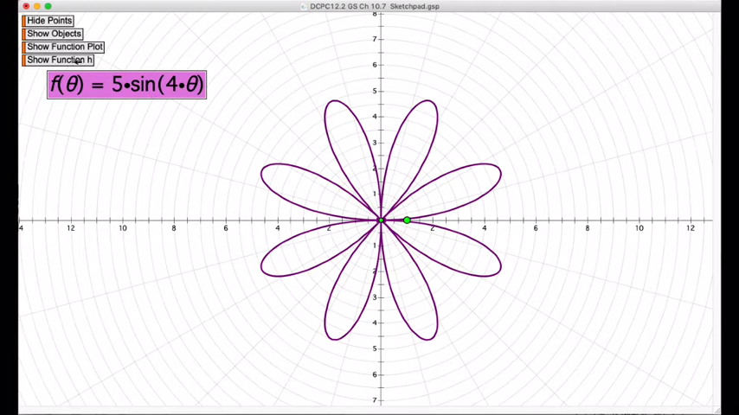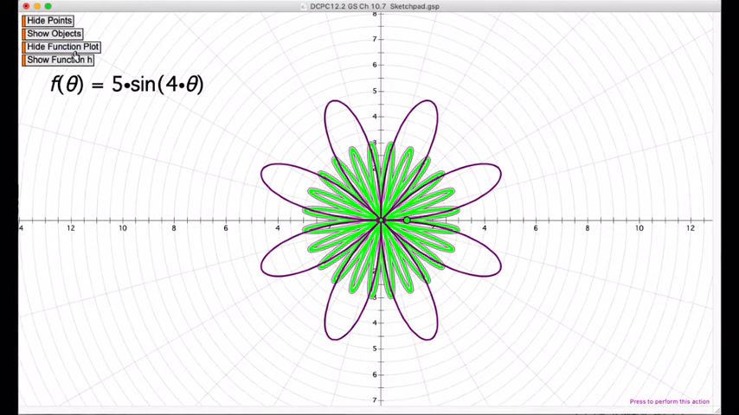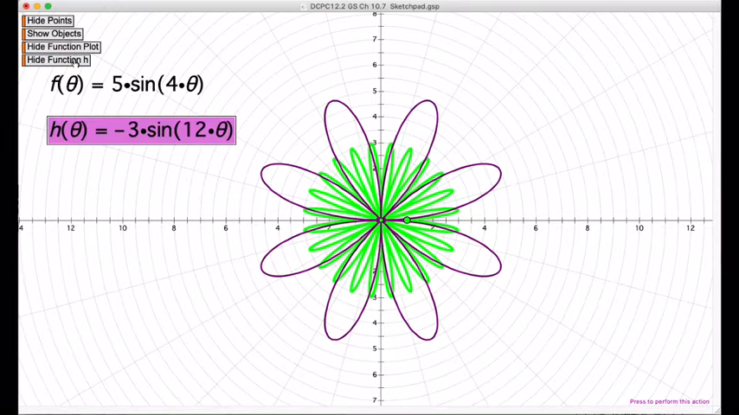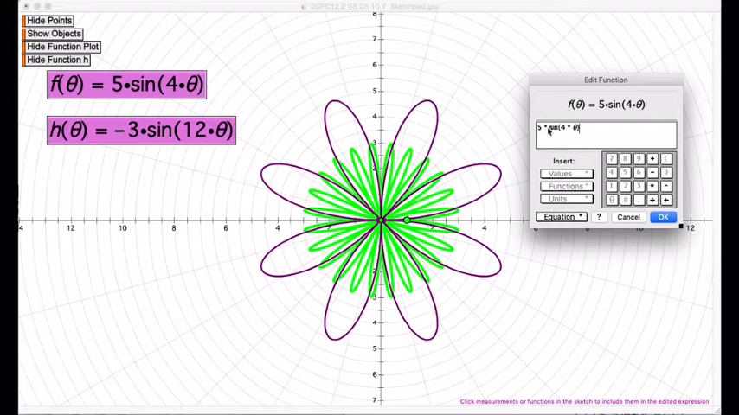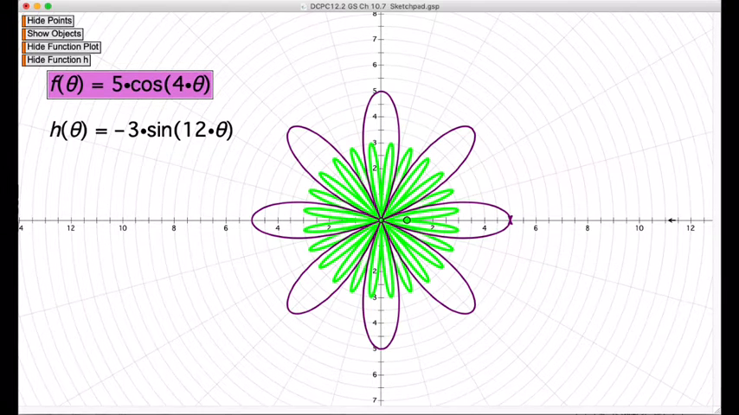I just want to show a couple other graphs. So we've got this green graph in here, which is -3 sine 12 theta. So we should have double 12, 24 petals. I'm going to go back here and change this back to a cosine. Oops, not a new value. I want to change my function. Cosine, throw that in there.